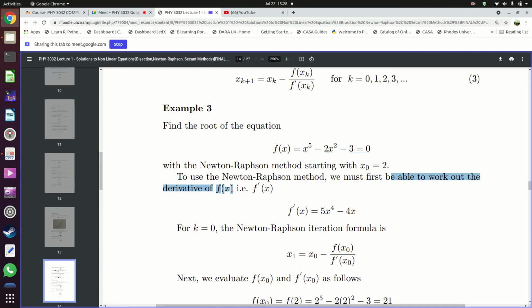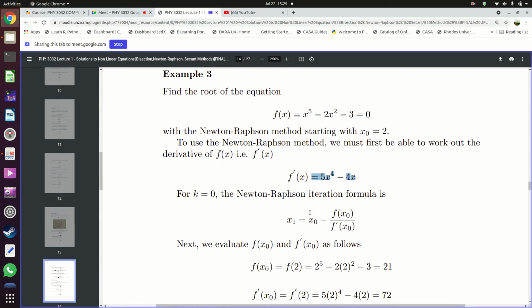Are we clear? Yes, we're good. We use the Newton-Raphson method with functions which are easily differentiable. So we should be able to find the derivative of the function f of x. In this case, f prime of x is going to be 5x to the power 4 minus 4x, and the last term is going to be 0. So our derivative f prime of x is just 5x to the power 4 minus 4x. This is easy to find.